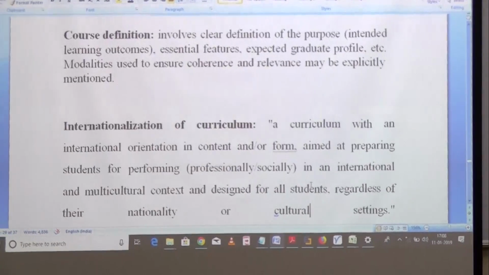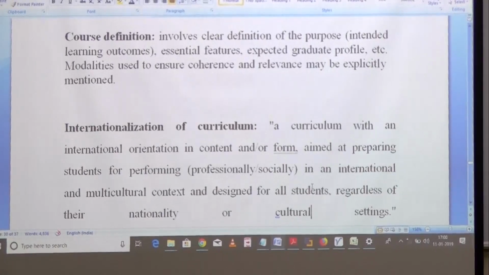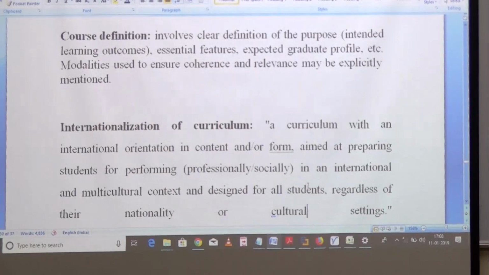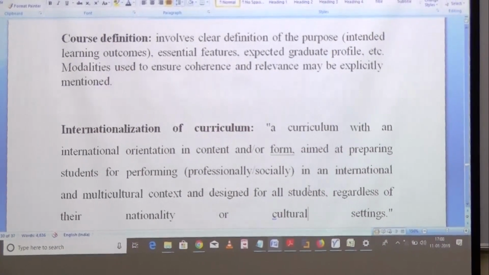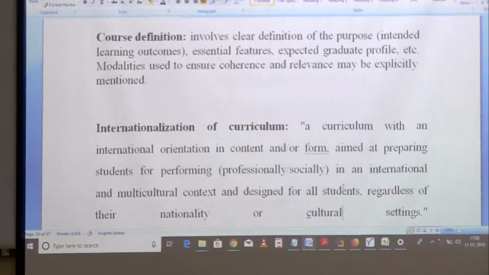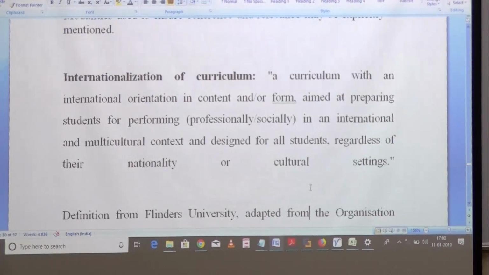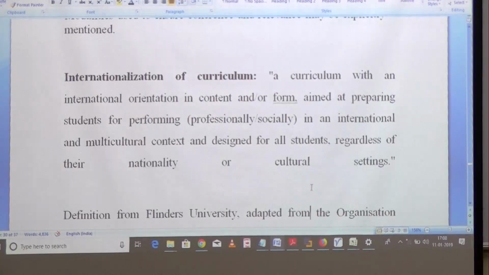We also looked at the definition of courses. So that is course definition, it is called. What it means is that it is defined based on the graduate skills, based on the intended purposes, and the intrinsic coherence that exists in the course, and the increasing internationalization of curriculum, and why it is an absolutely essential for Indian educators and educators around the world.